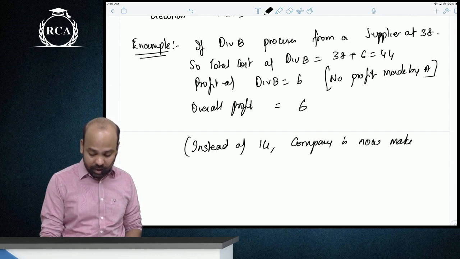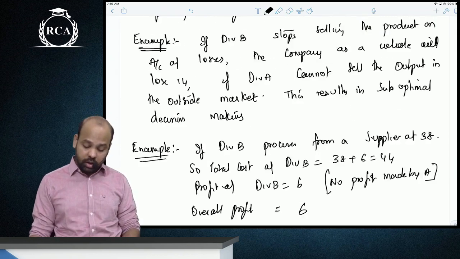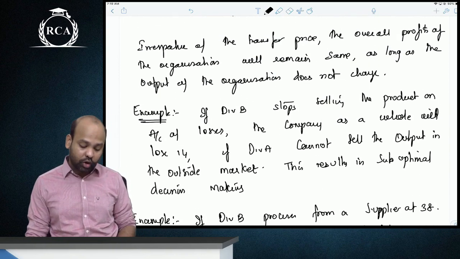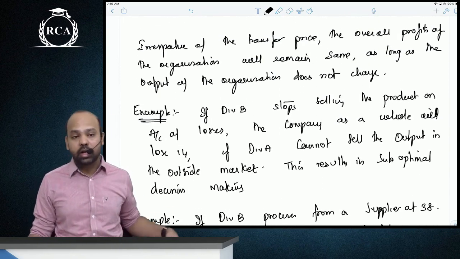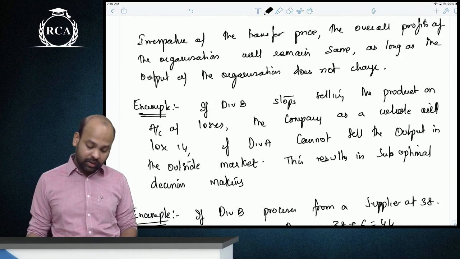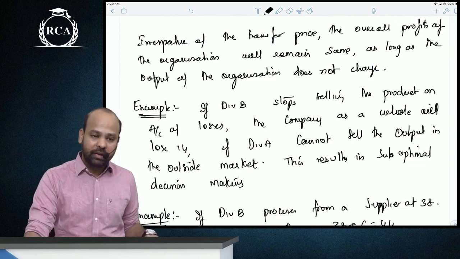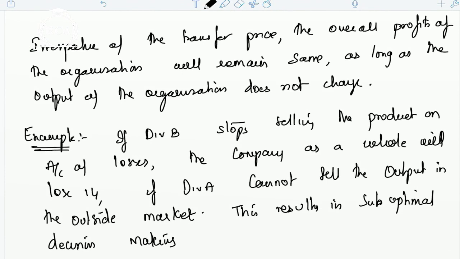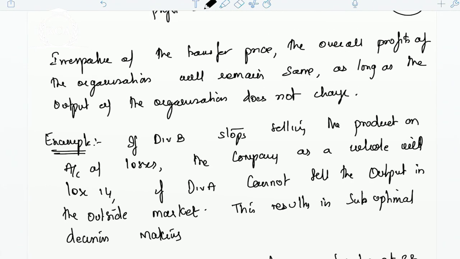Isn't that suboptimal decision making? Yes, sir. Earlier, the total profit made by the company was 14 rupees, but because this division is procuring from outside, they're now making a profit of only 6 rupees. Understood? Please copy this. Then we'll talk about different transfer pricing methods. I'm telling you that by default, it will have no impact on the overall profitability. However, remember, there are factors that can affect.